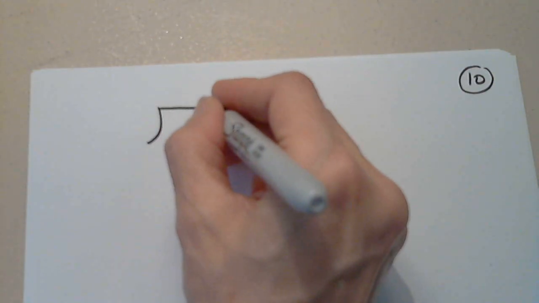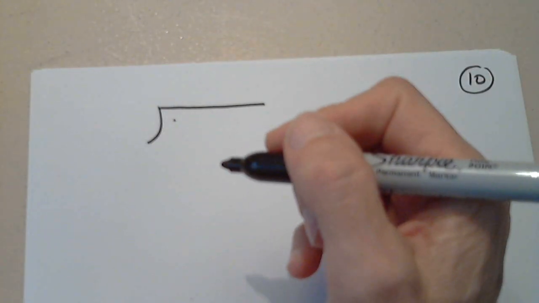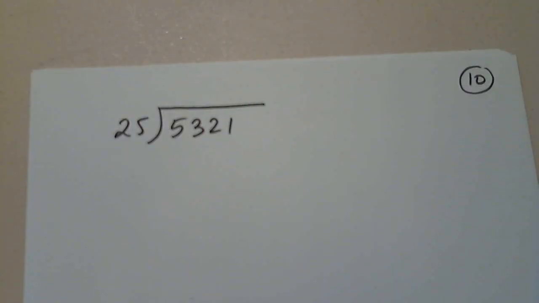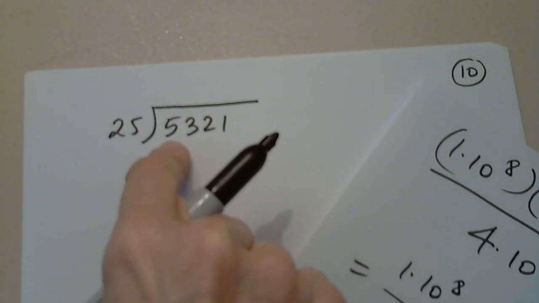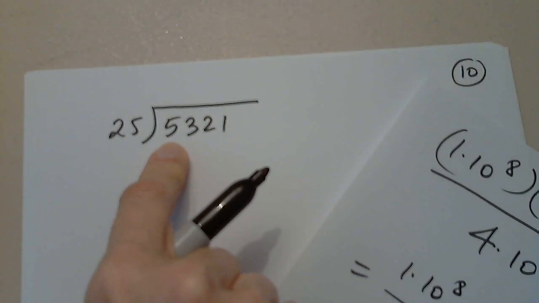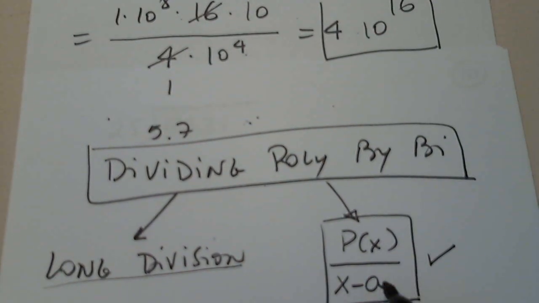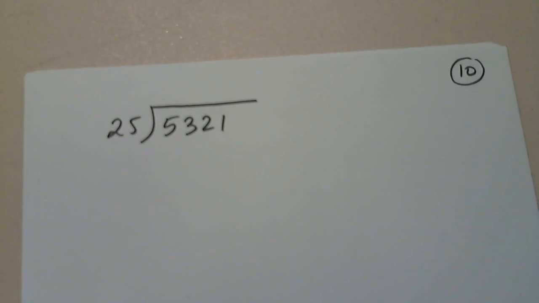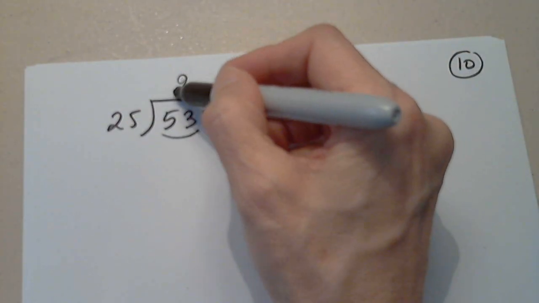I want to show you a numerical example. I know we no longer do this by hand. I just want to show you a numerical example so you understand the mechanism. Let's say 5321 divided by 25. The long division is identical with this. It's the same mechanism. It's the same algorithm. But of course it will look differently because of x and whatever other variables. But it's the same mechanism. So, 25 goes into 53 twice.